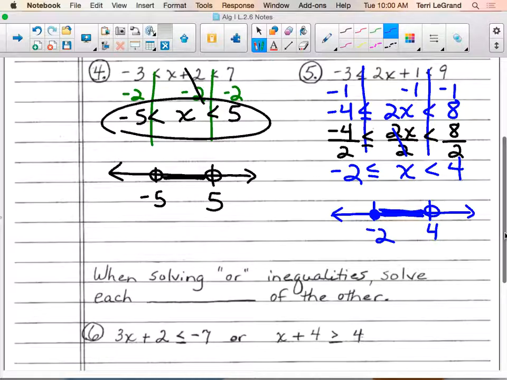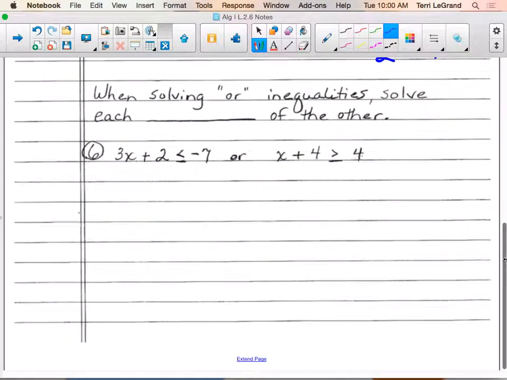Okay, let's do some ors then. When solving or inequalities, solve each independent of the other. In other words, you can't have the same thought process for both of them. There's not going to be regions. There's going to be 2 simple inequalities to solve. So we just take them one at a time.